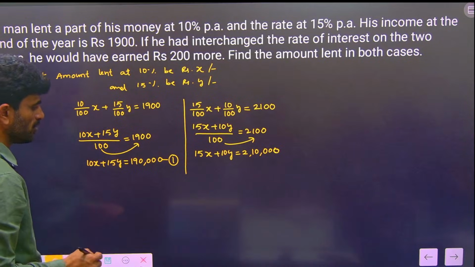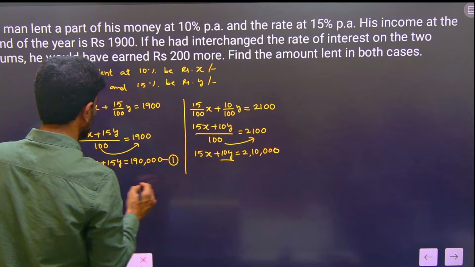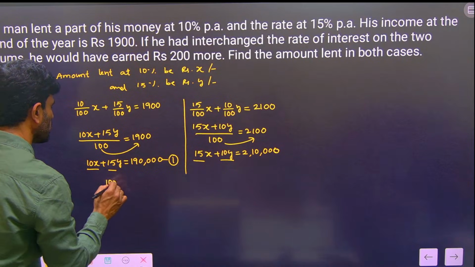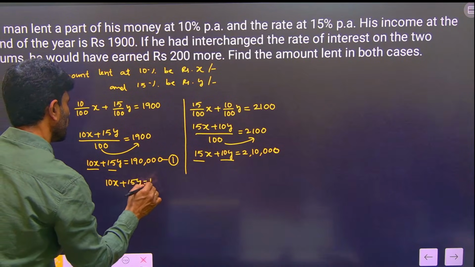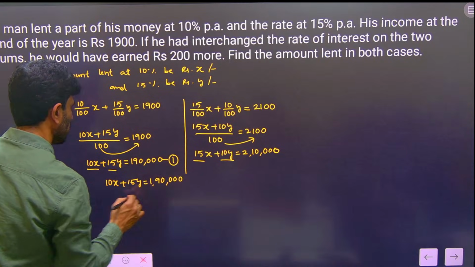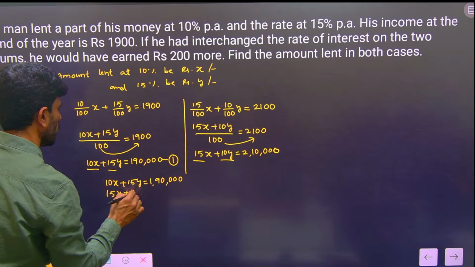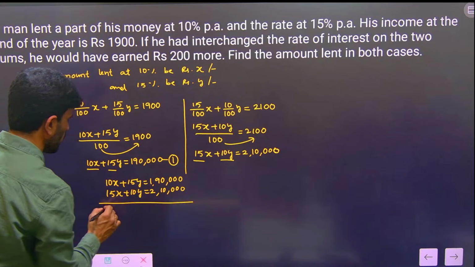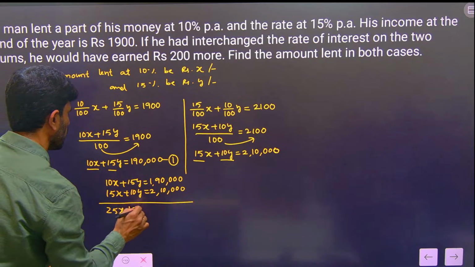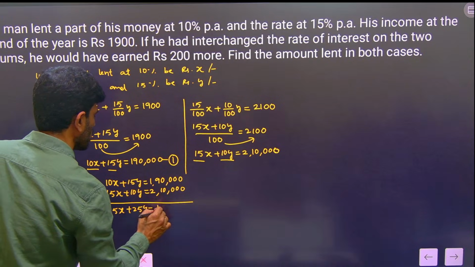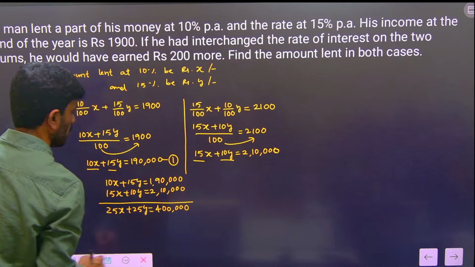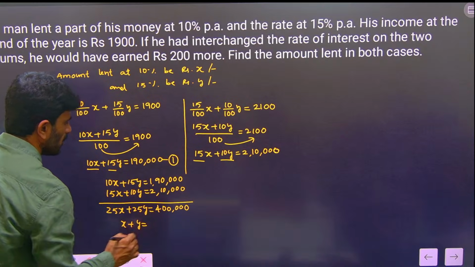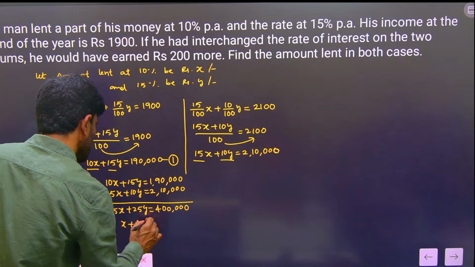Now I told you one point before. See here, once 10, 10, here 15, 15. One time add, one time subtract. So we can add one time: 10x + 15y = 1,90,000 and 15x + 10y = 2,10,000. What happens? 25x + 25y = 4 lakhs exactly. Now we can divide everywhere by 25. So x + y is equal to, if you divide this by 25, 16,000.